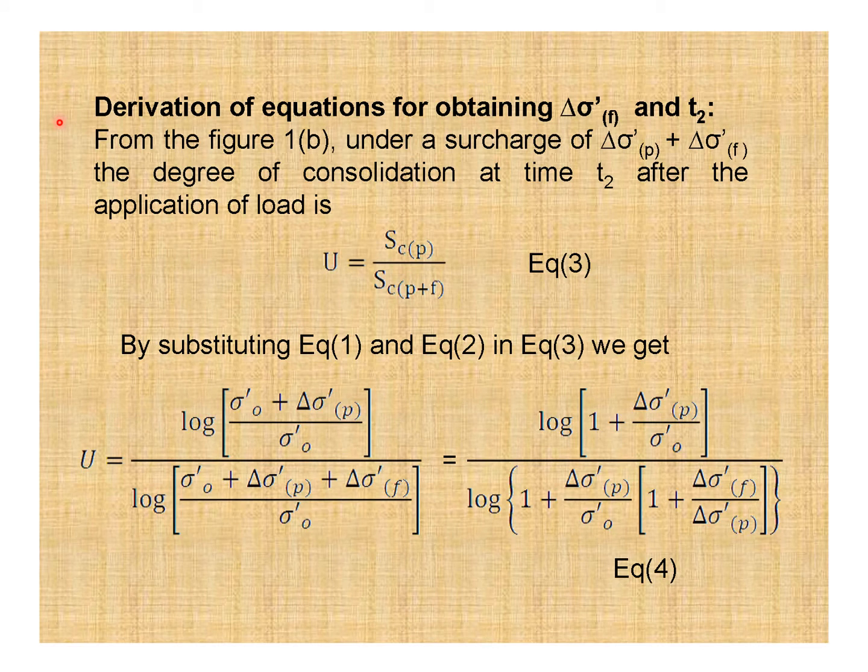Derivation of the equation for obtaining delta sigma dash f and t2 from figure 1b. Under a surcharge of delta sigma dash p plus delta sigma dash f, the degree of consolidation at time t2 after the application of load is S sub c(p) over S sub c(p+f). So by substituting equations 1 and 2 in equation number 3, you can have this expression.